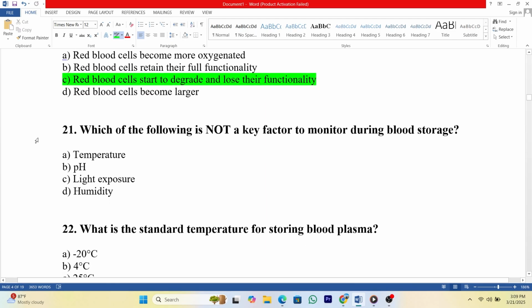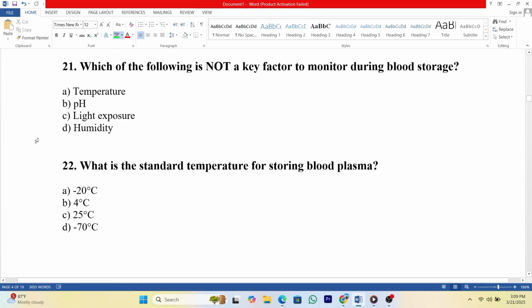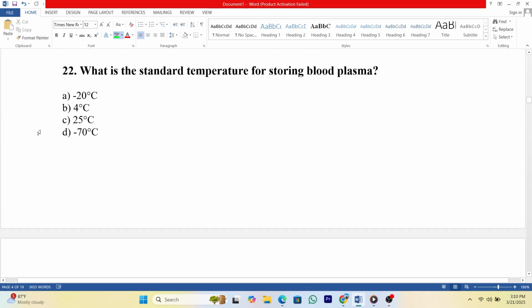21. Which of the following is not a key factor to monitor during blood storage? A. Temperature. B. pH. C. Light exposure. D. Humidity. Answer, D. Humidity. 22. What is the standard temperature for storing blood plasma?